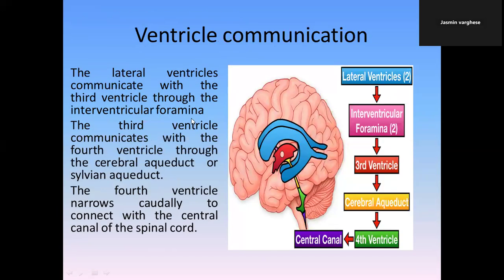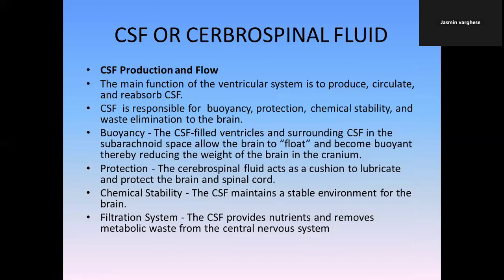So here you can see how the ventricle communication happens. The lateral ventricle will pass the message to the third ventricle, which will pass the message to the fourth ventricle. The lateral ventricle passes to the third ventricle through the interventricular foramina. From the third ventricle, through the cerebral aqueduct, it will go to the fourth ventricle. From the fourth ventricle, it will go to the canal of the spinal cord.